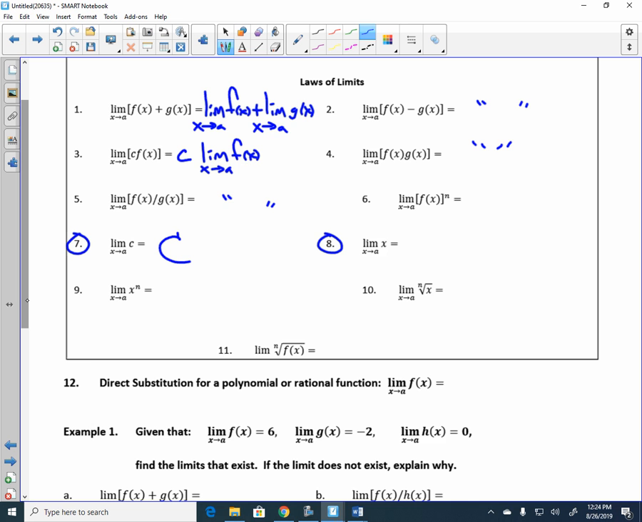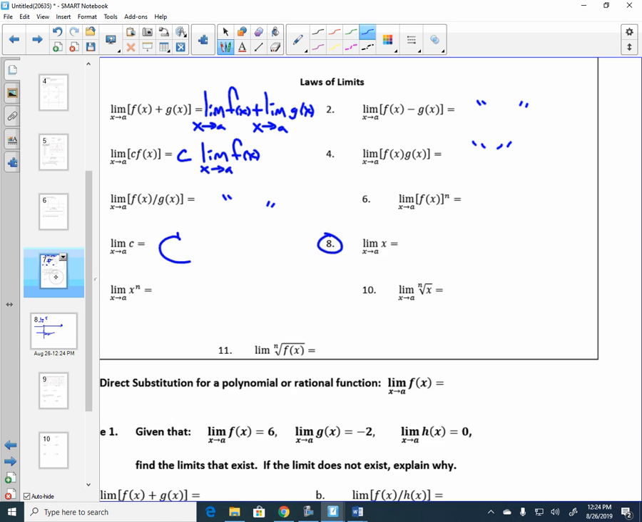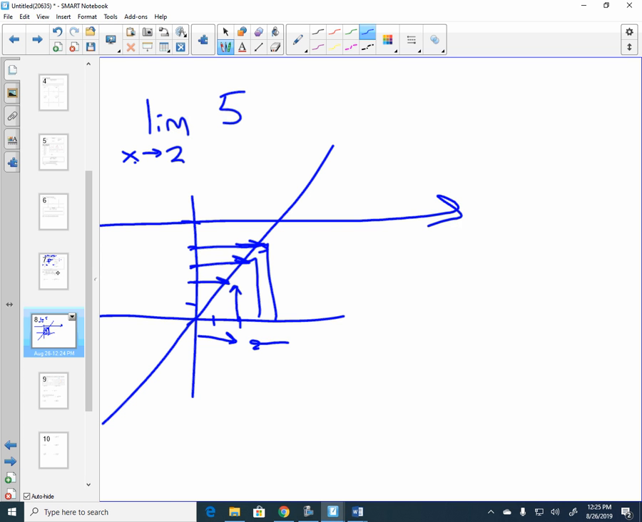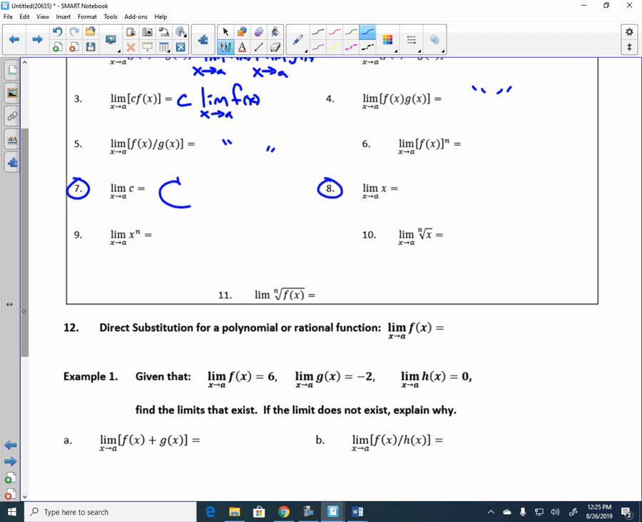Very good. Limit as x approaches a of x. So now what does the graph of x look like? Something like that. If I plug in an x value of 2, I get out an x value of 2. If I plug in an x value of 3, I get out an x value of 3, and so on and so forth. So the limit as x approaches a of x, would that be a? Whatever value you're approaching, that's what you're getting out.